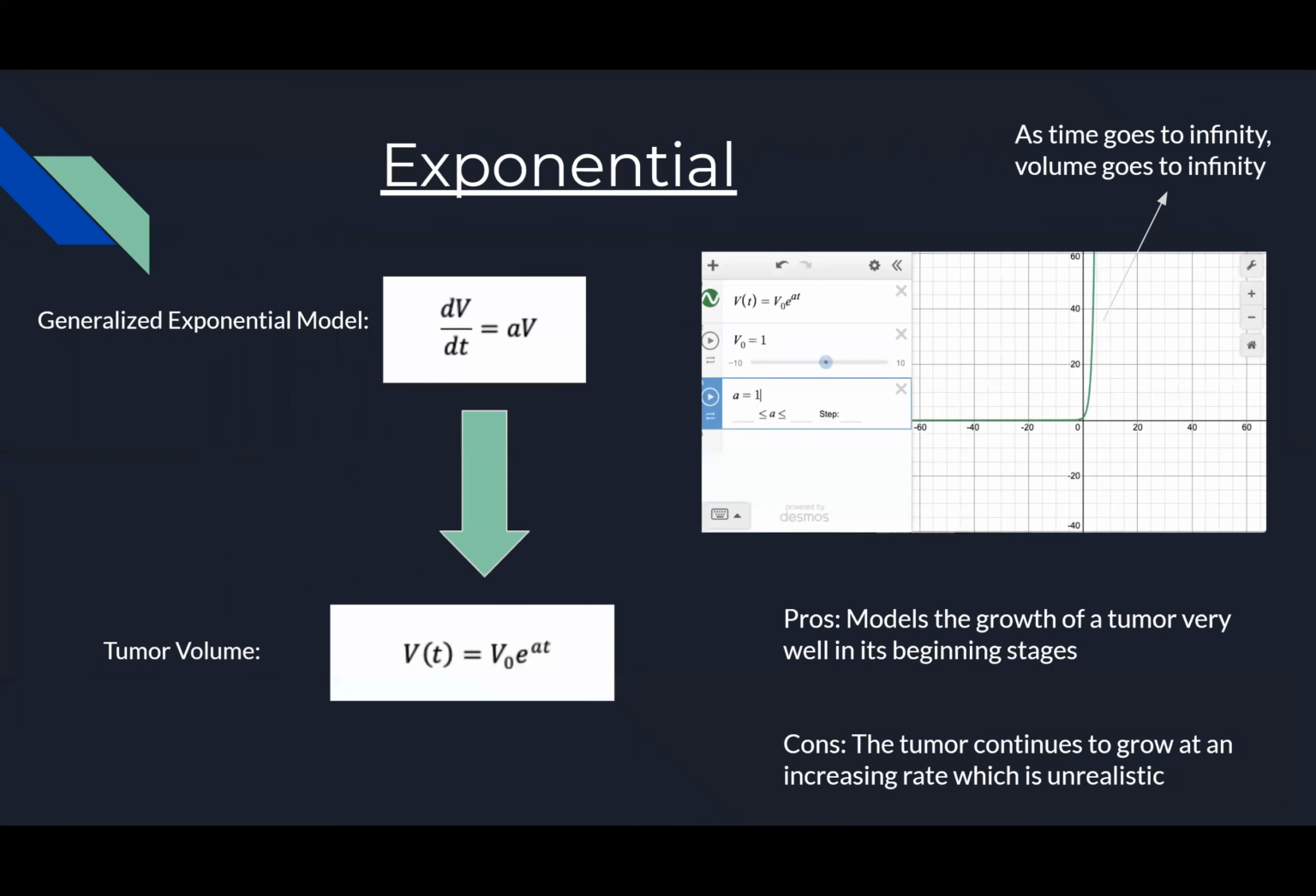First, looking at the exponential model, we were given a generalized model and solved it to find a generalized solution. This generalized solution is a function that allows us to calculate the total volume of the tumor. This is shown on the bottom left-hand side of the screen. With this equation, we plugged into Desmos as shown on the right. In the graph shown, it can be seen that as time goes on, this function goes to infinity. Although the function at its very beginning stages does a good job modeling tumor growth, it continues to increase at an exponential rate, which is unrealistic, proving that this model is essentially ineffective.